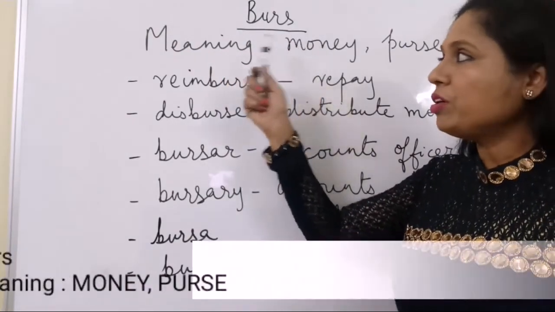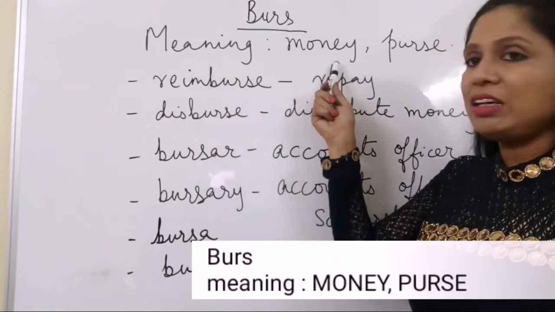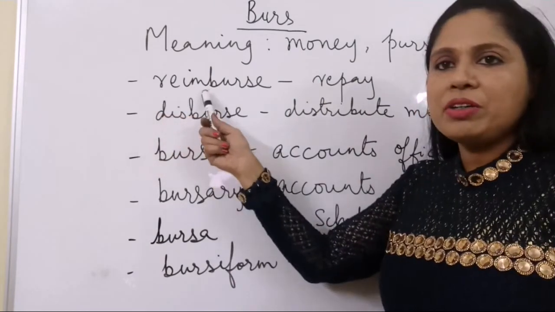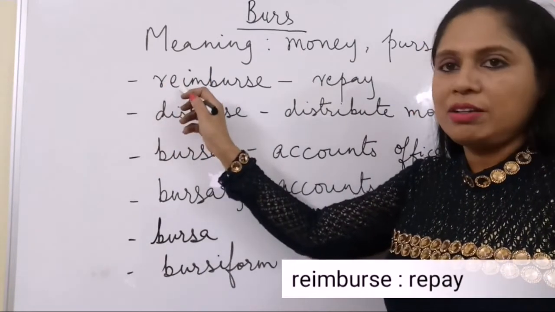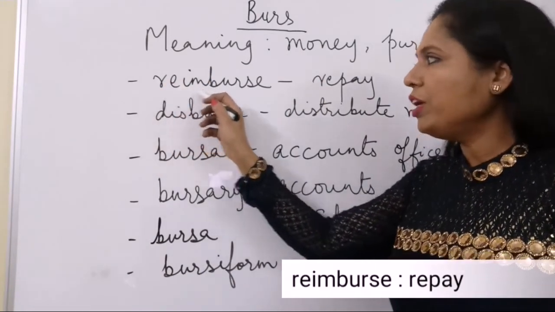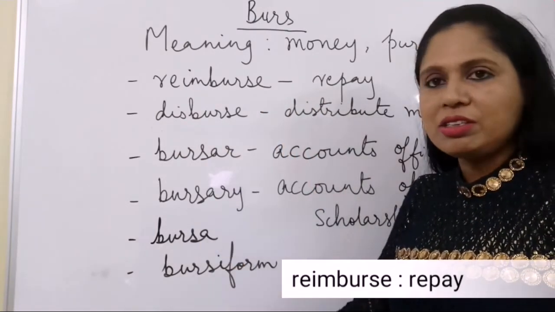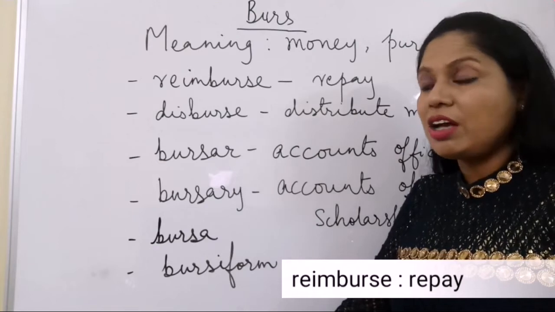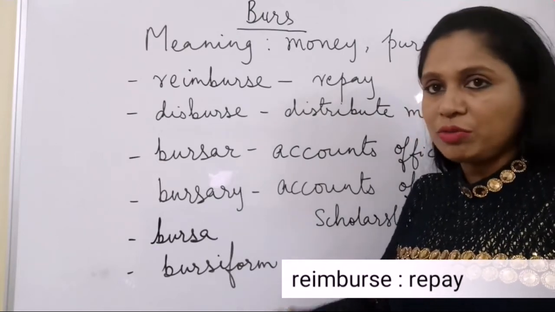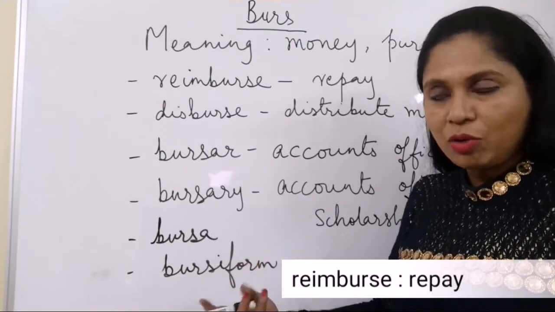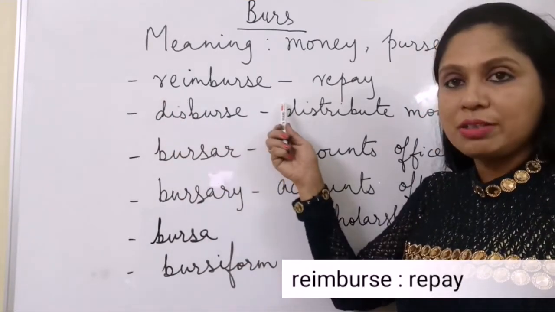Burse. The root word burse means money or purse. Reimburse. Re means to do again. So reimburse means to repay. Maybe I have incurred some expenses and I work in a certain office that they were official expenses. So I'm getting the money back now. That is called reimbursement.